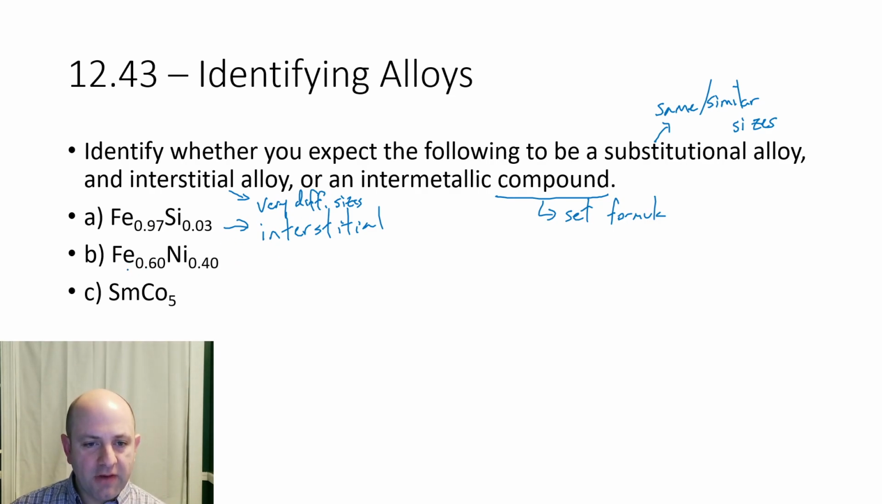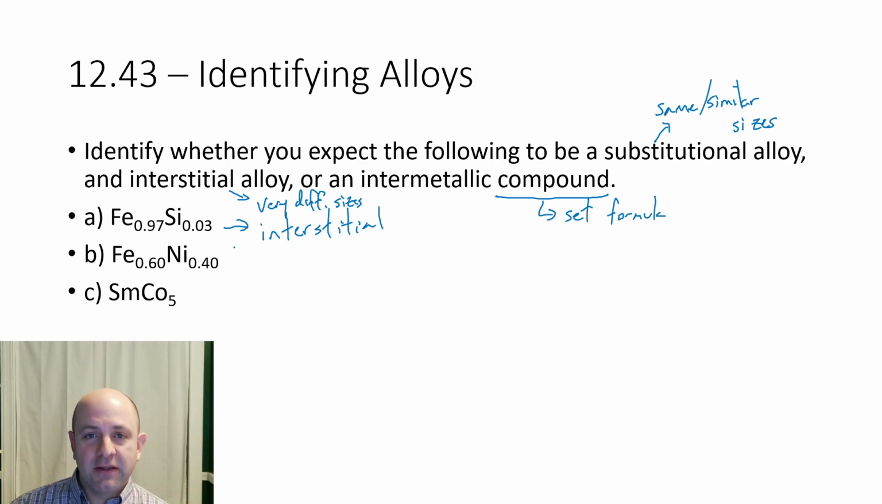For part B here, we have iron and nickel. Again, the 0.6 and the 0.4, not the deciding factor, though it does kind of point towards substitutional. What we care about is, well, where's iron, where's nickel? 4th row, like we said, this is 3d6, nickel 3d8. They're only 2 boxes apart from each other.